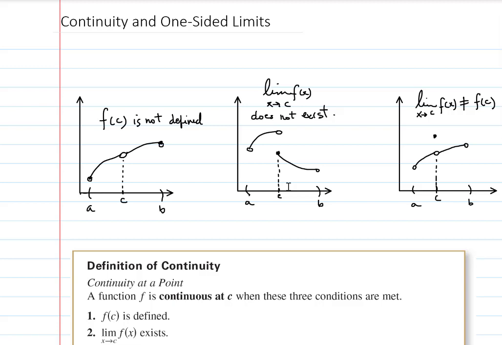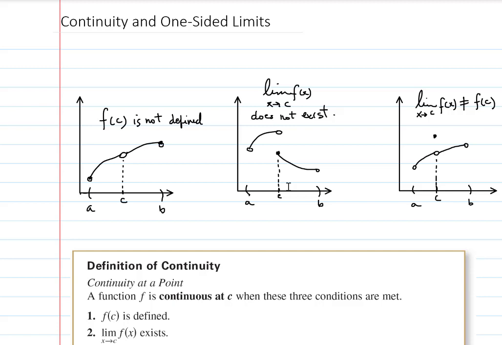Okay, another example of non-removable would be an infinite discontinuity. And you can kind of guess what that one looks like: we have vertical asymptotes and the function gets closer and closer to those asymptotes, right? As x gets closer to c, the function actually goes to either positive infinity or negative infinity, depending on the function that you're working with.